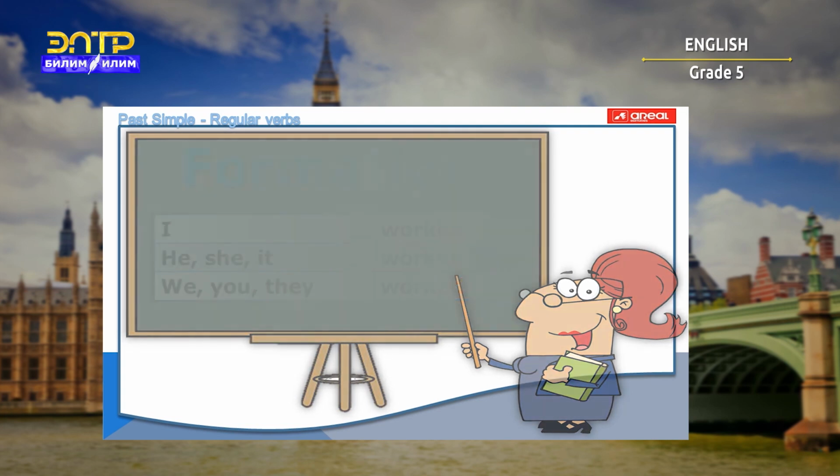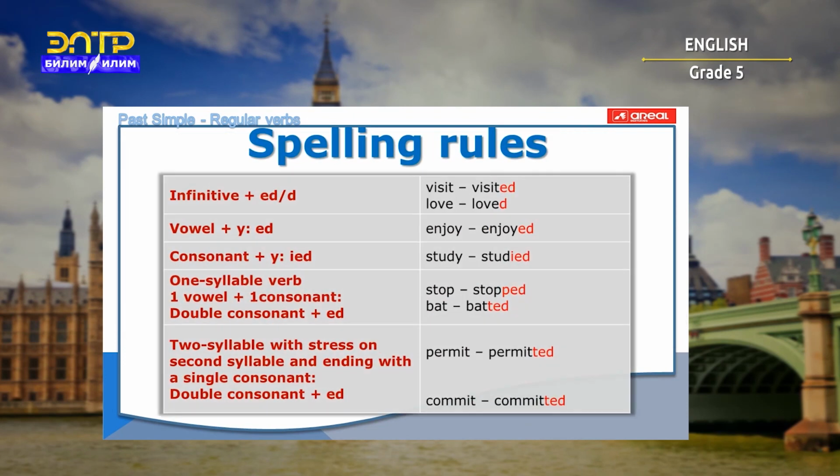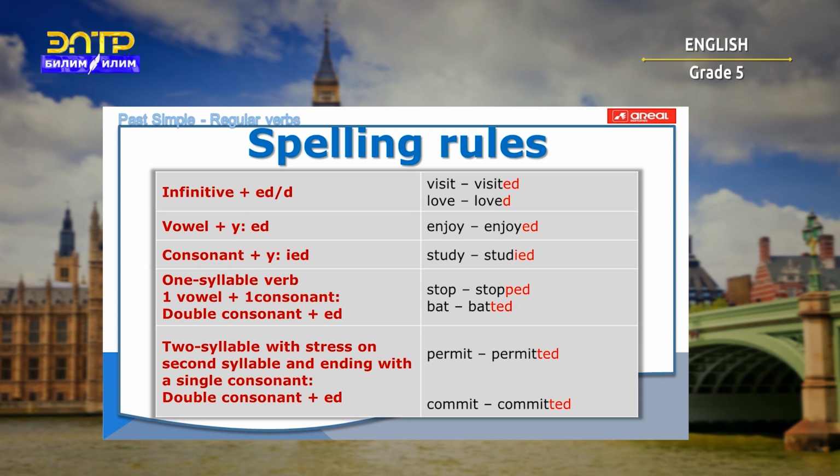Good for you. Now let's look at some of the spelling changes we need to make when using the past simple tense. So we already talked about the basic one, which is that you take the base form of the verb and you add -ed. So here we have some examples. Work and worked, cook and cooked, visit and visited.